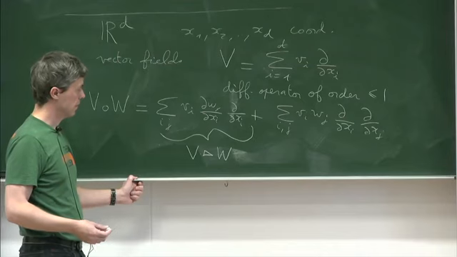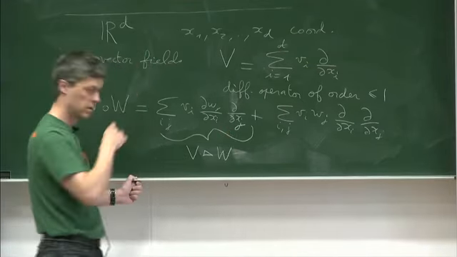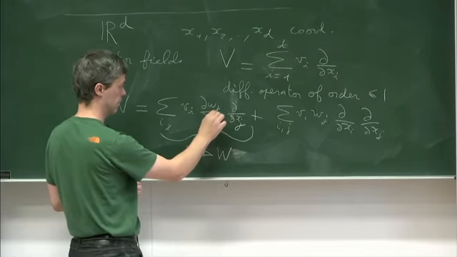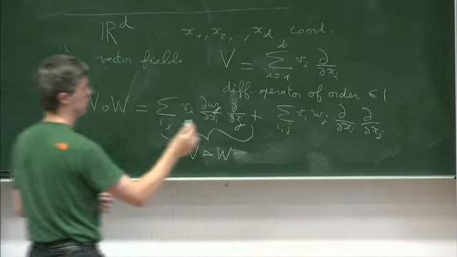Where's the J? Sorry. Where's the J? So there's a J there. The J is the index of W. Yeah.